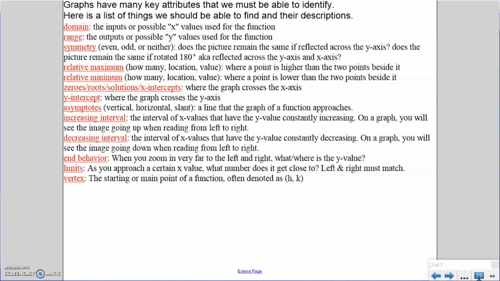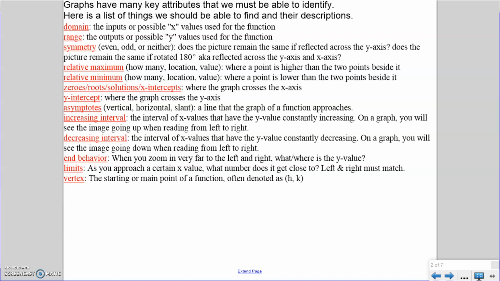Symmetry can either be even, odd, or neither. Even is if the picture remains exactly the same if you reflect it across the y-axis. Odd is if the picture remains exactly the same if you rotate it 180 degrees, meaning flip it upside down, or you can also think of it as reflected across the y-axis and x-axis.